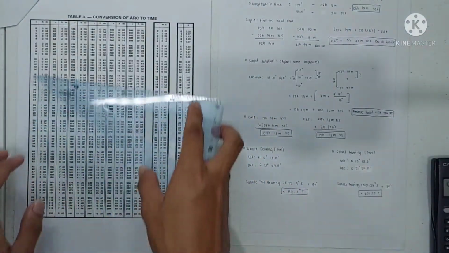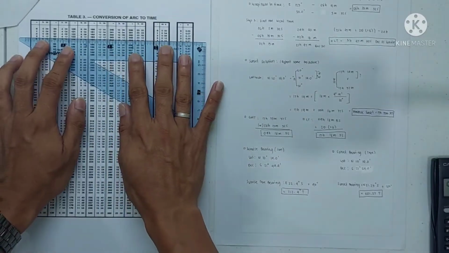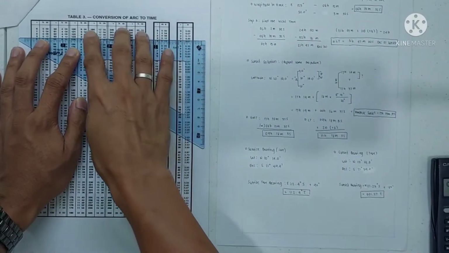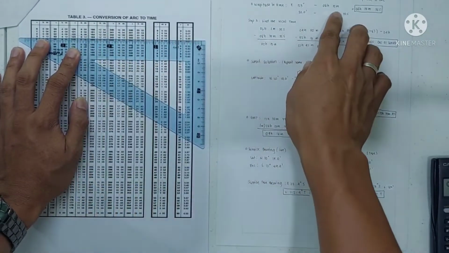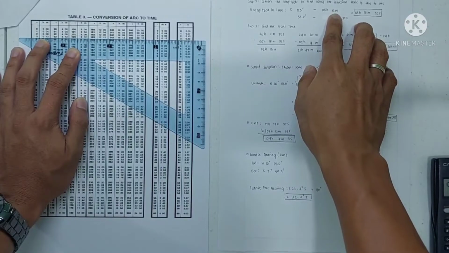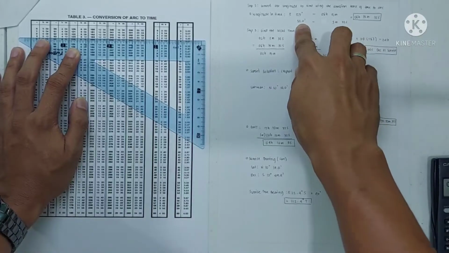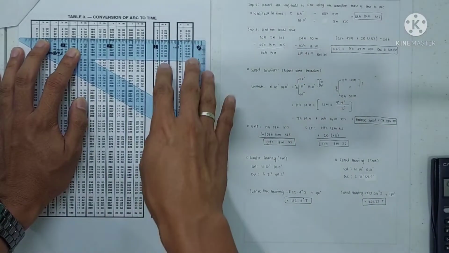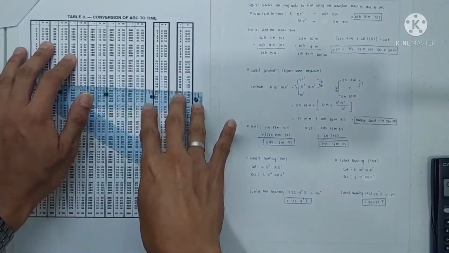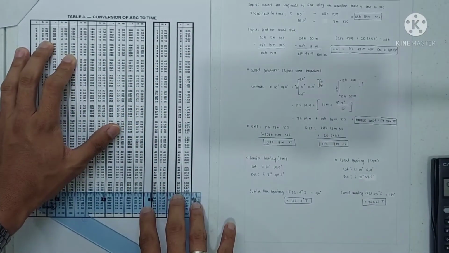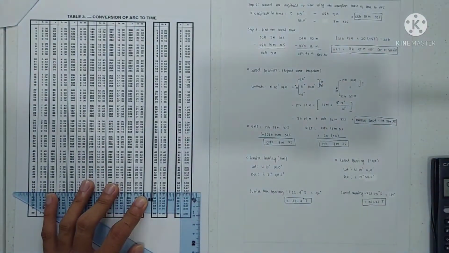So the equivalent value of this, we need to look for 123 degrees, which is here. The equivalent value is 8 hours and 12 minutes. So this is the value of the converted longitude. And now we still need to look for the 53 minutes. So we need to look here in minutes. Look for 53, since it is 53 minutes, and the equivalent value is 3 minutes and 32 seconds.